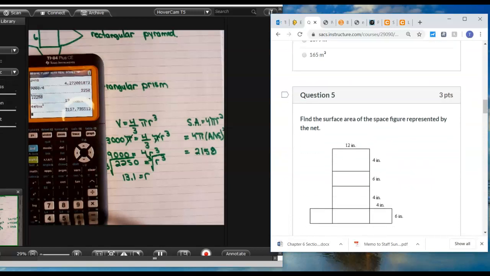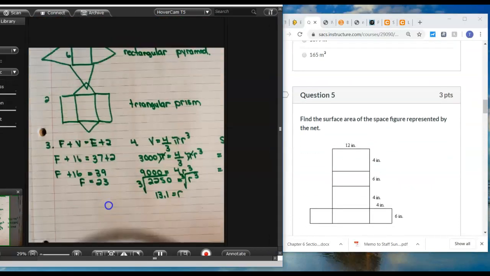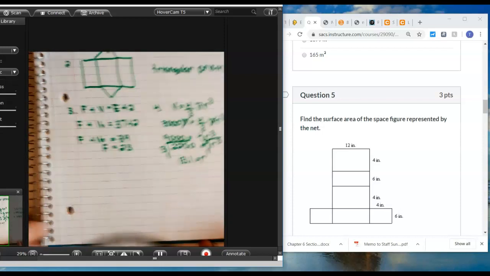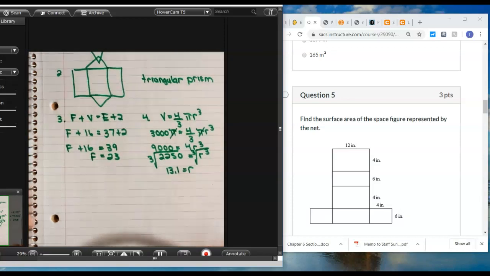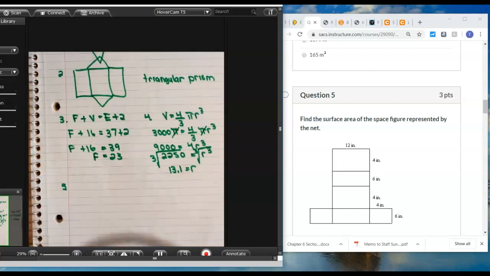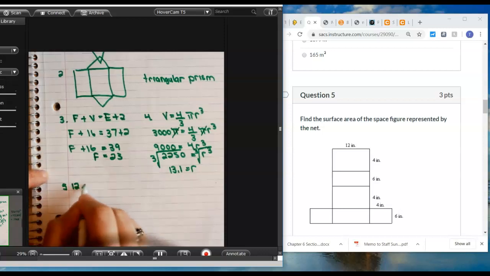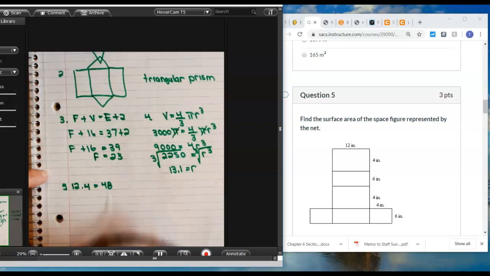Okay, moving on to question number 5. So question 5, we have to find the surface area. So I see the top part of that prism, which is 12 by 4, which is 48. Then the next piece I see is 12 by 6, which is 72. The next rectangle that I see is 12 by 4, which is 48, and then again another 12 by 6, which is 72.